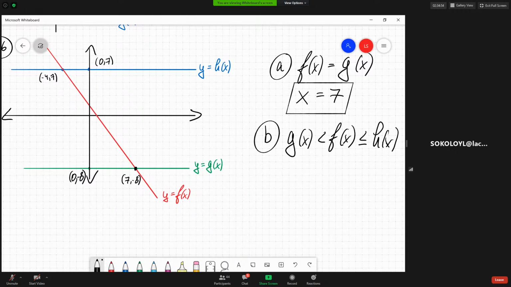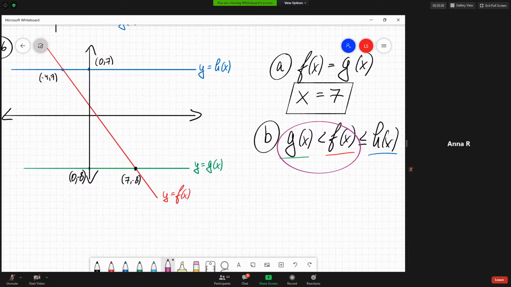For part B, it's a little trickier. It's 3 parts, right? It's saying when is function f, which is the red guy, greater than function g, but at the same time less than or equal to function h. So first, let's consider just part of this inequality. When is g of x less than f of x, or you can also read it, when is f of x greater than g of x, right? So f of x is the red function, g of x is the green function.